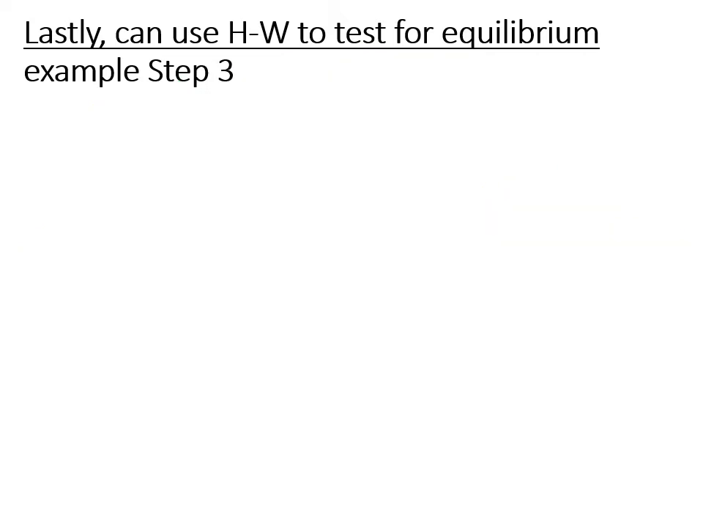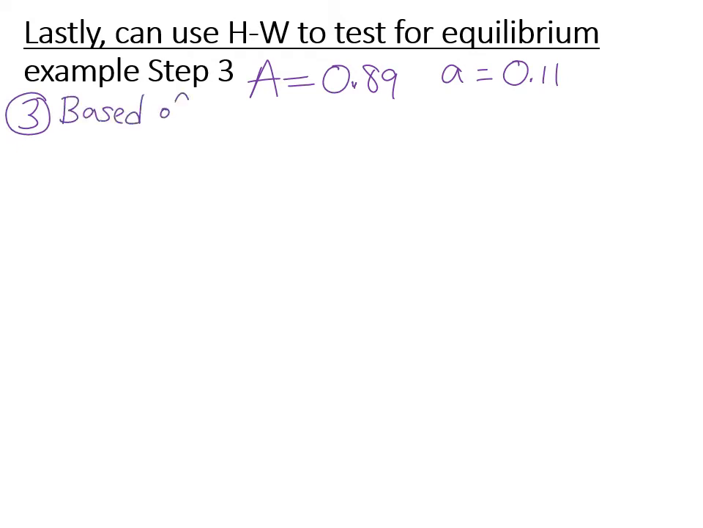The very last thing to do. Now we have the frequencies of the alleles. And again, I'm going to remind you what they are because it's not like the big chalkboard where you get to still see. The frequency of capital A we said was 0.89, and the frequency of lowercase a we calculated as 0.11. Now the last thing we're going to do is step 3, which is based on those allele frequencies.